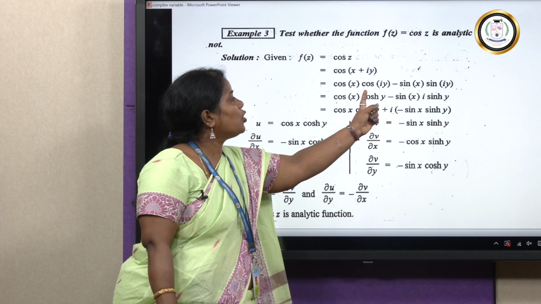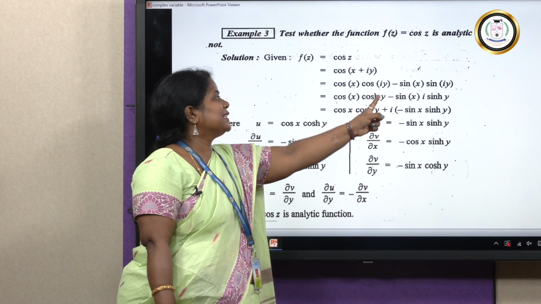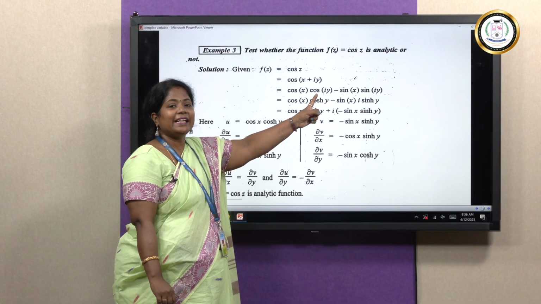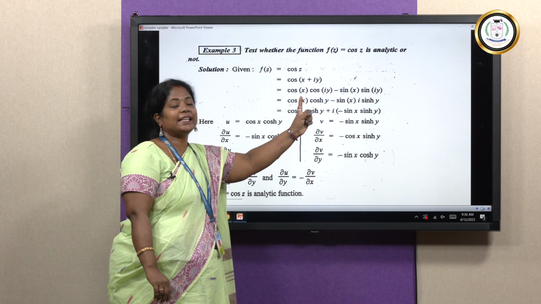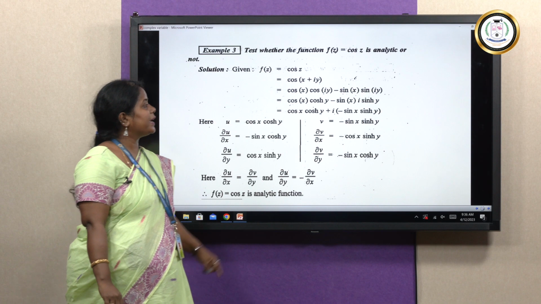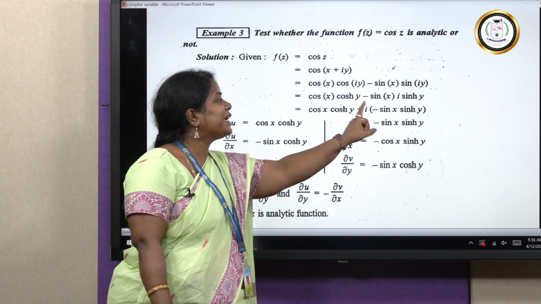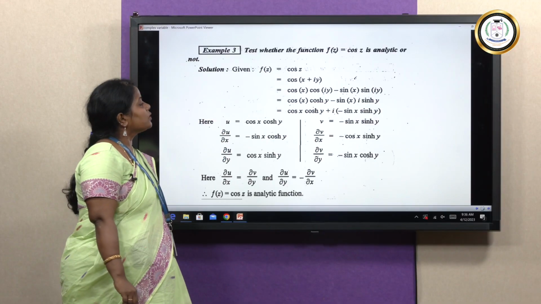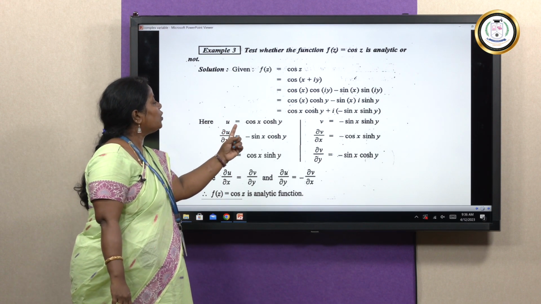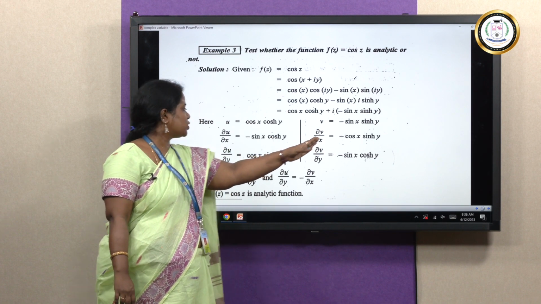Now, here we know that for cos of iy, if you want to take the imaginary part, we have to use the formula: cos of i theta is equal to cosh theta. Using that formula, cos x into cosh y minus, here also sin of iy will become i into sinh y. So, comparing the real and imaginary parts on both sides, we will get u is equal to cos x cosh y and v is equal to minus sin x sinh y.